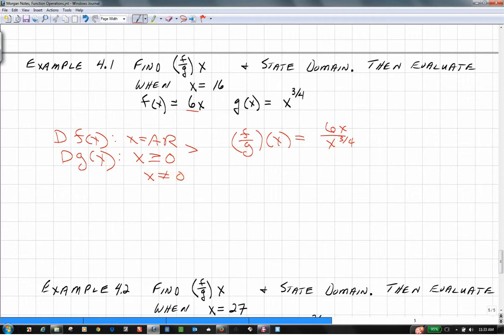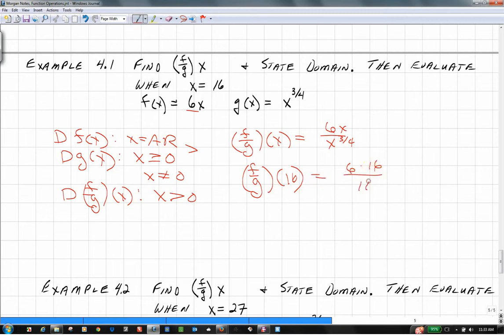So if I take a look at the fact that x could be equal to all reals, x has to be greater than or equal to 0, but x can't be equal to 0, the domain of f divided by g of x would be x greater than 0. Now let's go ahead and evaluate this for 16. So putting 16 in for x, I'm going to get 6 times 16 all over 16 to the 3/4 power.